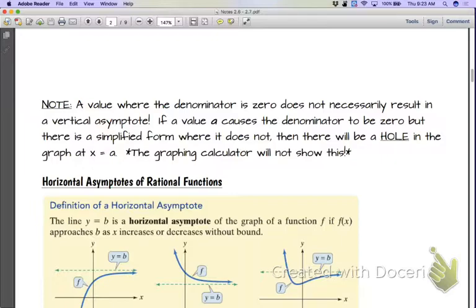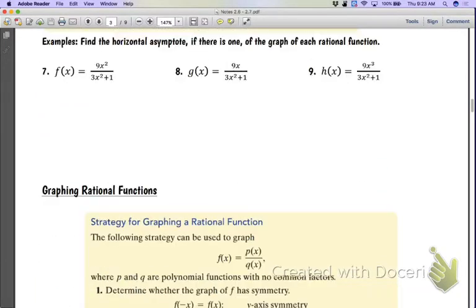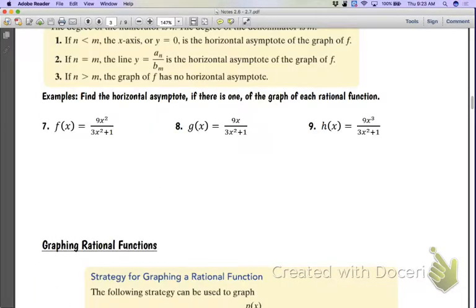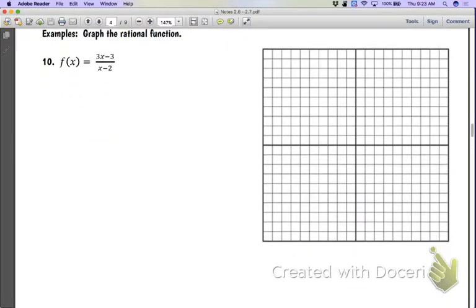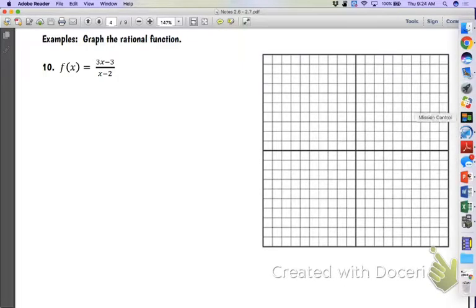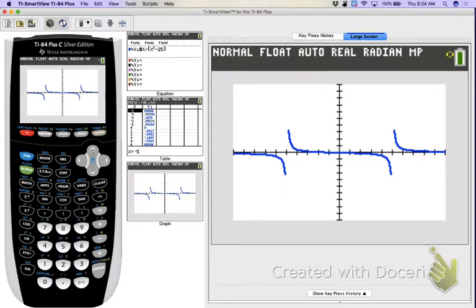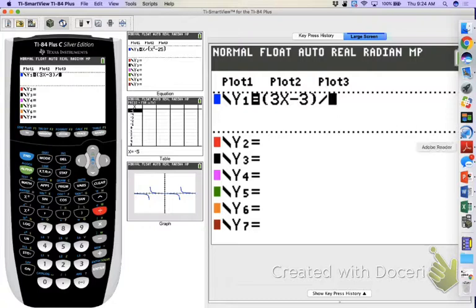Now, whenever we find asymptotes, I think it's going to be easier if we just show you on a graph. If we have 3x minus 3 over x minus 2, if I would graph this, and I have 3x minus 3 divided by, what was it, x minus 2?